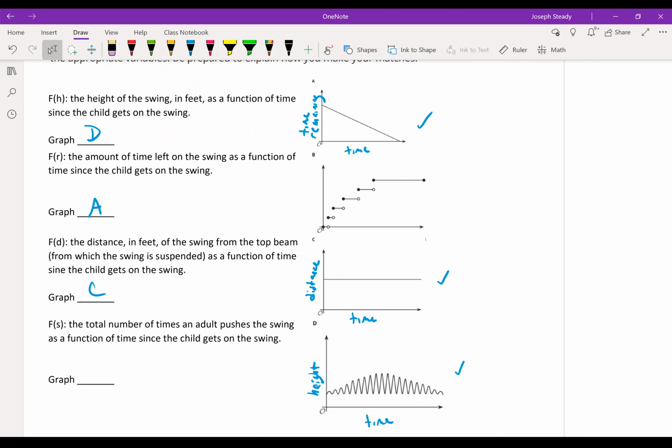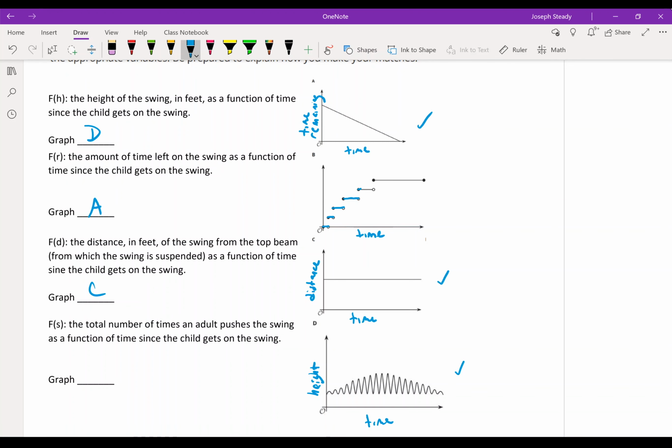The total number of times an adult pushes the swing as a function of time since the child got on the swing. Okay, so at the beginning, maybe they haven't pushed the kid at all. And then they push the kid once, and then they push the kid twice. And the important thing here is that this function is never going to have an output that is a decimal. It's going to jump from 0 pushes to 1 push to 2 pushes and so on. So that actually makes perfect sense with graph B, because here we can see, hey, I've pushed 0 times, and now I jump to pushing it 1 time, then I jump to pushing it 2 times, and so on.